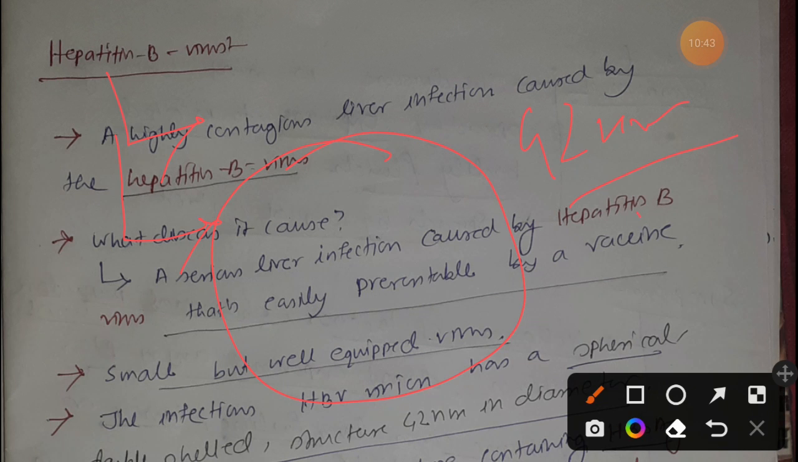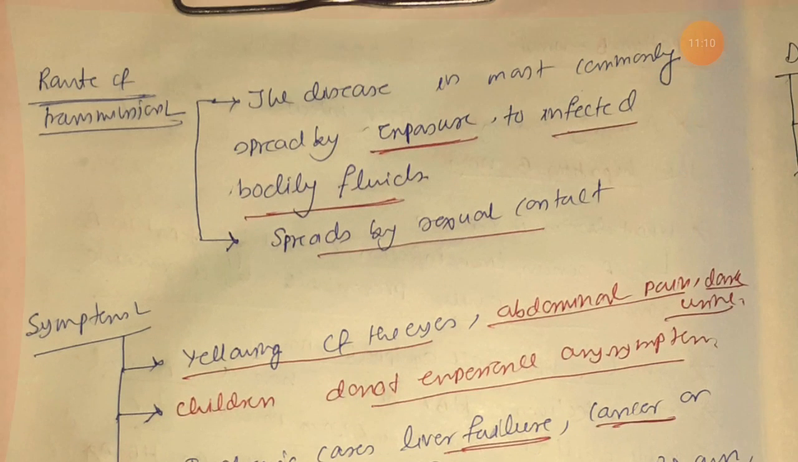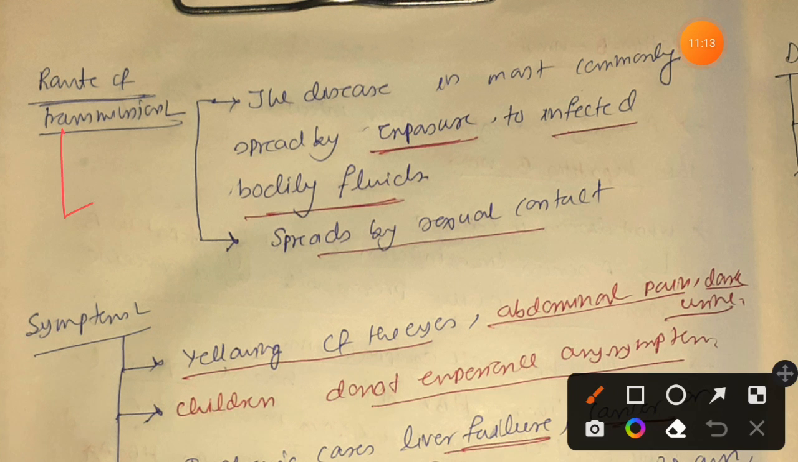It contains its own viral DNA polymerase that is important in its life cycle, which we are not going to see here. Inside the capsid there will be a partially double-stranded genome present along with the viral DNA polymerase. The incubation period here is approximately 90 days, with a range from 60 to 150 days after exposure. The mode of transmission is through exposure to infected bodily fluids.